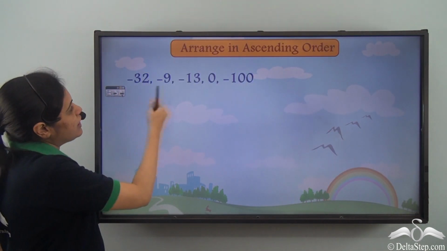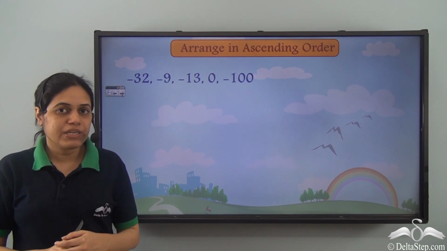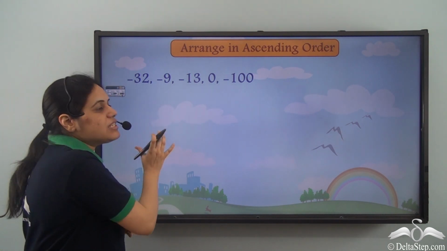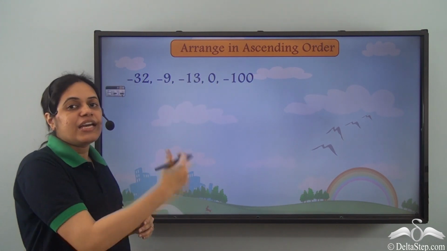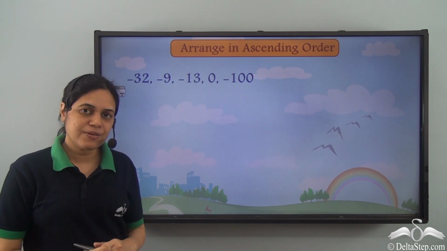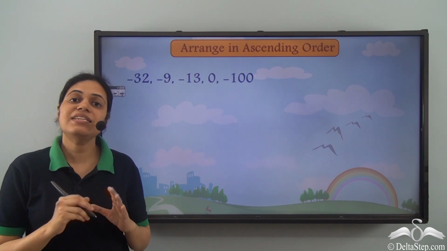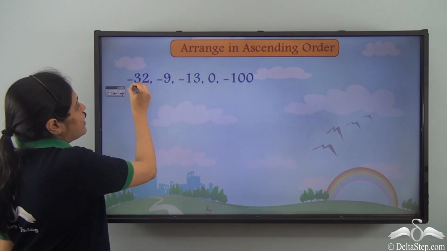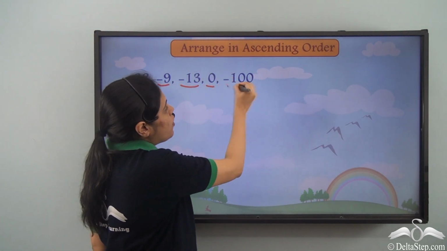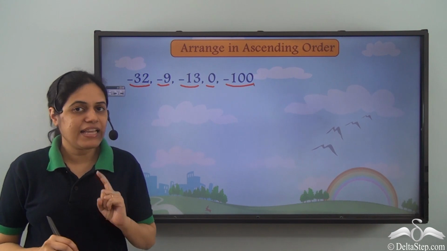First, we need to arrange these given integers in ascending order. Ascending order means smallest to largest. So I need to write down the smallest number first, keep on increasing, and write the largest number at the end. First I need to look at the numbers and their signs. I have negative 32, negative 9, negative 13, 0 and negative 100. So I have 4 negative numbers and 0.